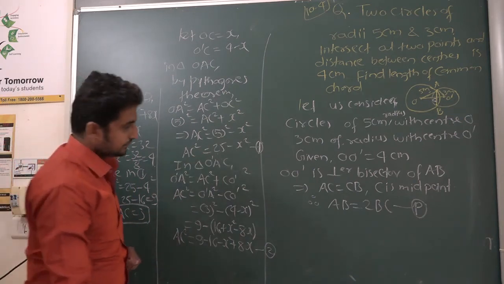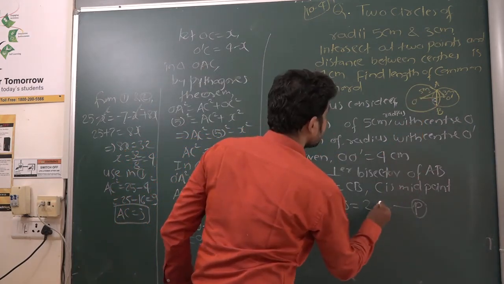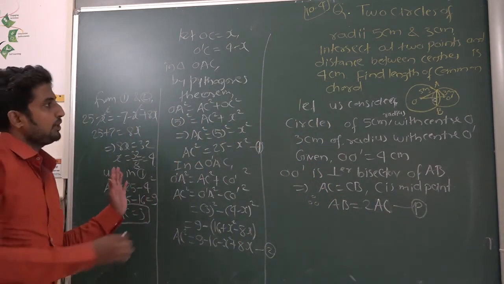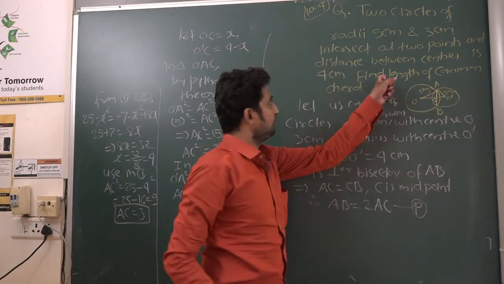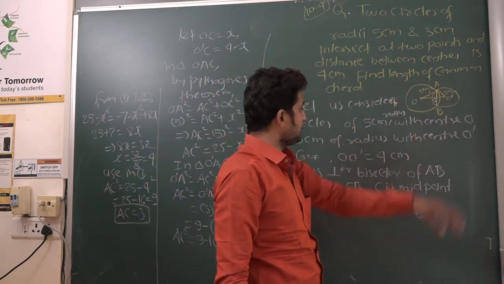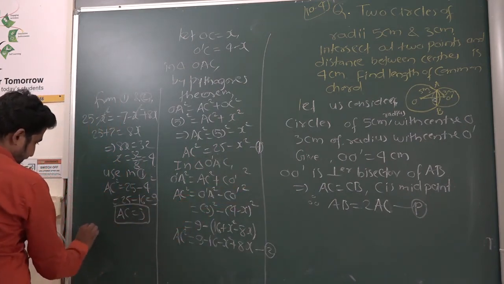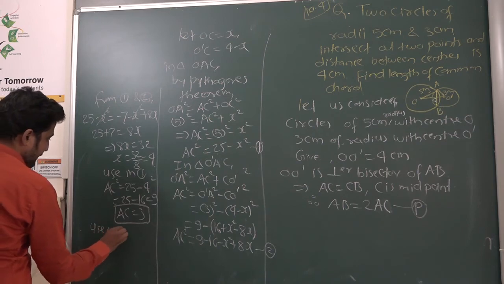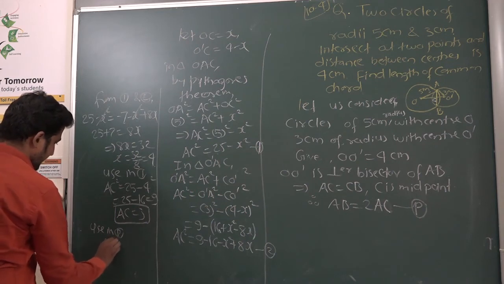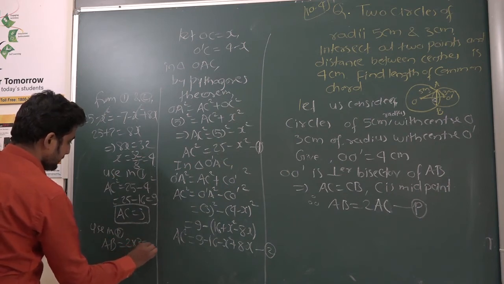Now here we have AB is equal to 2 times AC. Now AC we know, but we have to find length AB because we were asked to find the length of common chord. Now here we know that AB is the common chord. Using P, if we use this value of AC in P, what we get, dear students? AB is equal to 2 into AC. AC is 3. It is equal to 6.